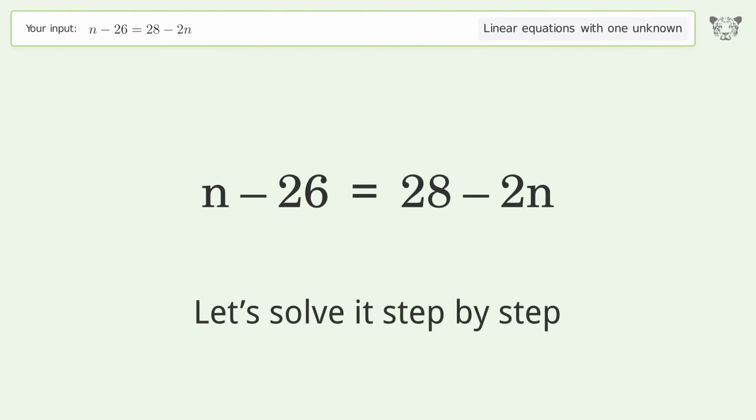Group all constants on the right side of the equation. Add 26 to both sides. Simplify the arithmetic. Isolate the n. Divide both sides by 3.